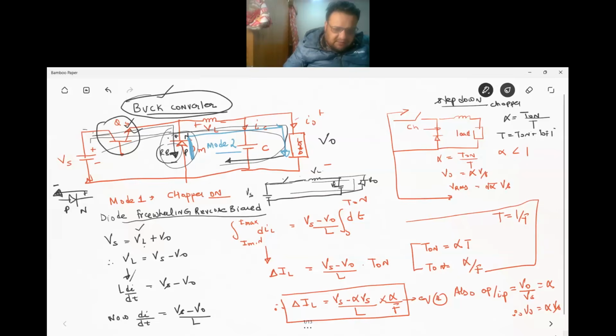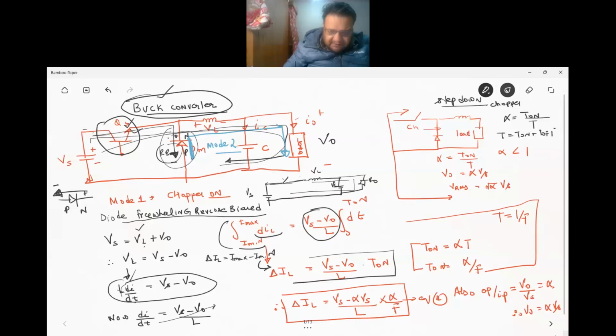And VL can be expressed as L di by dt, equal to Vs minus V naught. Take di by dt on this side, Vs minus V naught, L you bring down, take dt on this side, then integrate on both the sides. This you will integrate from the minimum value of the change in current, that is delta IL, which is nothing but I max minus I min. And here, this is a constant value, it comes out of the integration. So delta IL is equal to (Vs minus V naught) by L times T on.